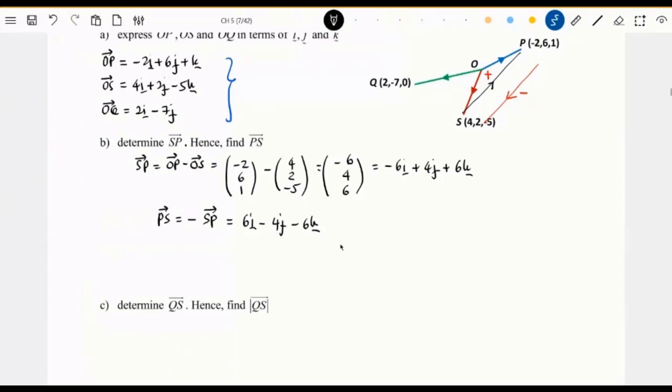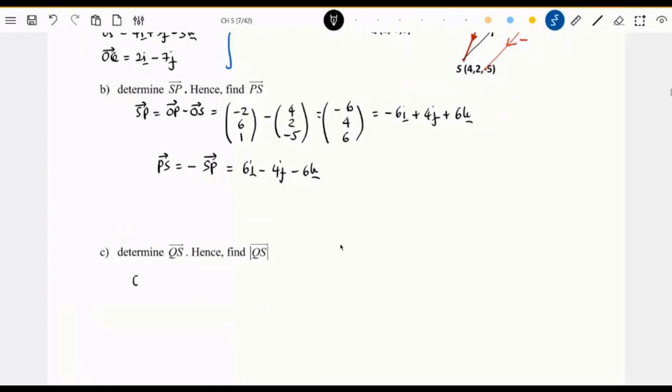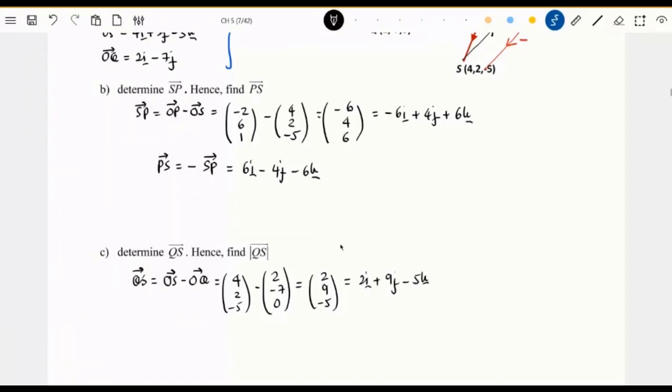So next adalah C which is finding the QS. So QS benda yang sama juga which is yang belakang tolak depan will be OS minus OQ. So OS kita adalah 4, 2, negative 5 minus 2, negative 7, 0. So what should we have it? This one kita akan dapat 2, 9 here and then negative 5. So we put in position vector 2i plus 9j minus 5k. Okay, so we done finding the QS vector.